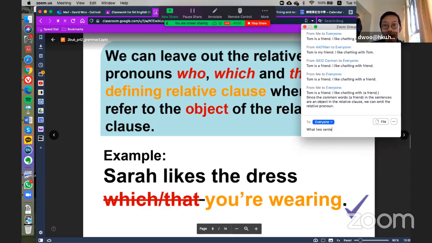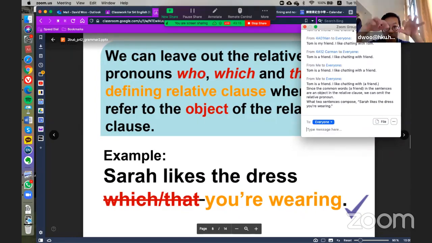So again, let's try this again. What two sentences compose Sarah likes the dress you're wearing? Can you type it, please? Let's see if we can't write these two sentences well on the first try.